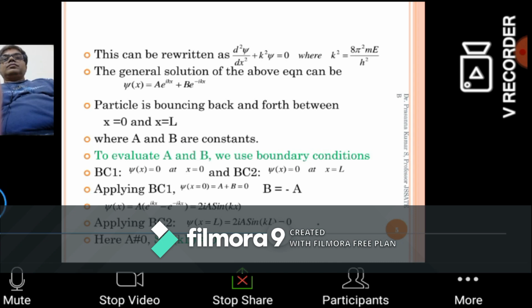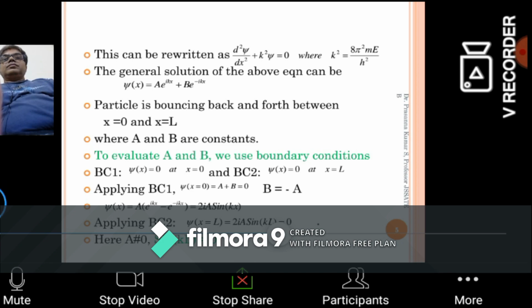e to the power ikx is equal to cos kx plus i sin kx, isn't it? And e to the power minus ikx is equal to cos kx minus i sin kx. If you subtract these two, you get rid of the cos and you get only 2i sin kx. You try this, okay? So now the wave function has become psi of x is equal to 2ia sin kx, where again a is left over, it's a constant, and sin kx.